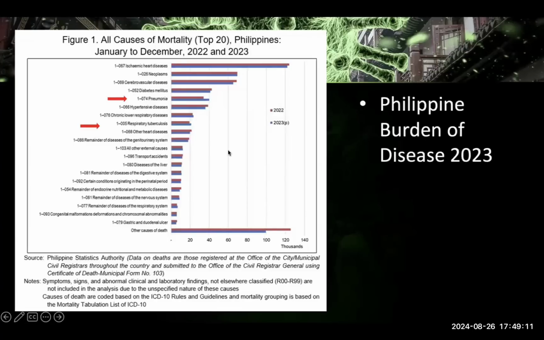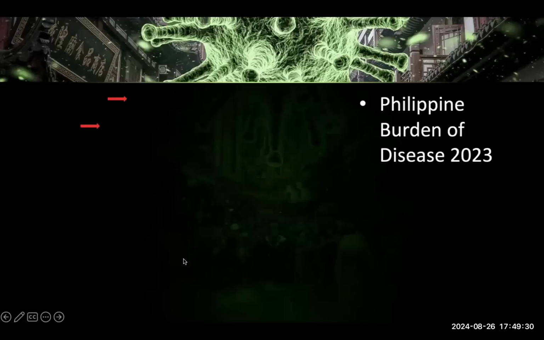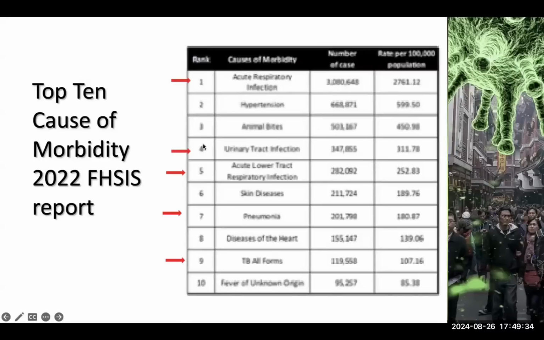For the Philippine burden of disease for 2023, for the top 10 causes of death in the Philippines, 2 communicable diseases made it to the top 10. So one is pneumonia at number 5, and the next is TB at number 8. And for the top 10 causes of morbidity, 5 causes of morbidity in the Philippines in 2022 are caused by communicable diseases. And that includes acute respiratory tract infection as number 1, urinary tract infection at number 4, acute lower respiratory tract infection at number 5, pneumonia at number 7, and TB at number 9.